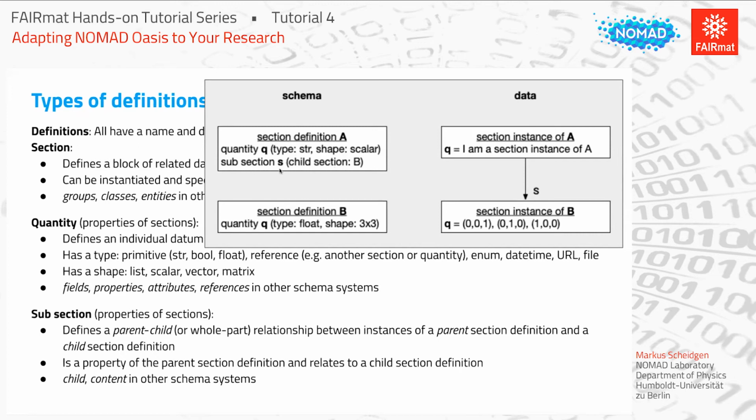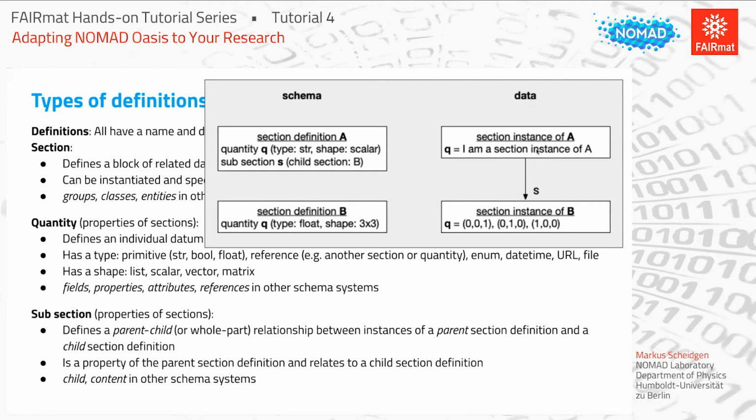Then in the second line, it says, okay, I also want to have a subsection, which basically creates a relationship between my section here and another section. I want to have a subsection S, and the section that is used by the subsection is supposed to be another section. Like here in this example, you see another quantity. I also called it Q here, but this time it's a float, and this time it has a different shape, a 3x3 matrix, and so on and so forth. So what these definitions are basically giving me is the framework. There is nothing about data in there yet. It's just saying what shape the data can take.